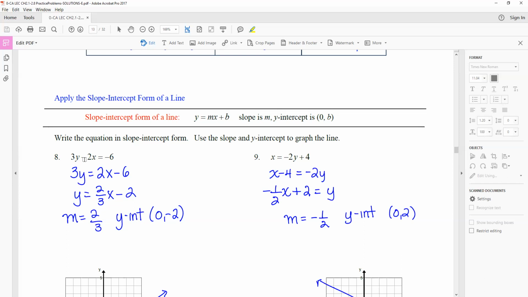Okay, we're going to change this standard form equation into y equal mx plus b so we can see what the slope and the y-intercept are. First thing we do, we move the x to the other side, divide every term by 3. So the slope is 2/3. The y-intercept is the point 0, -2.